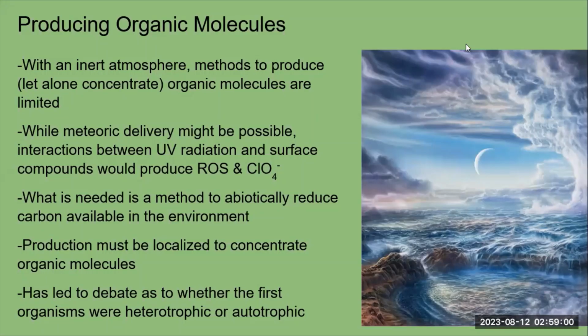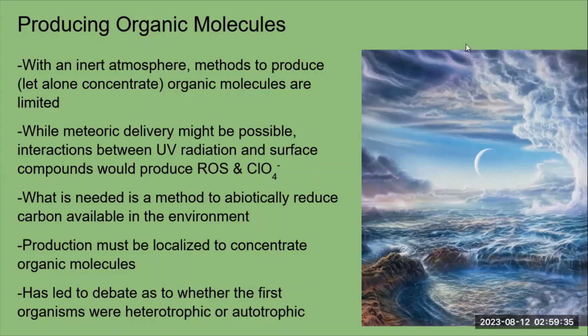With an inert atmosphere, mechanisms by which organic molecules can be produced, let alone concentrated, are limited. Asteroids and comets are known to contain organic molecules, and these would have fallen to Earth regularly during the Hadean. However, reactions between UV light, iron, water, and chlorine-based salts would produce reactive oxygen species, or ROS, and perchlorates. These would then break down meteorically derived organic carbon, preventing it from becoming concentrated.